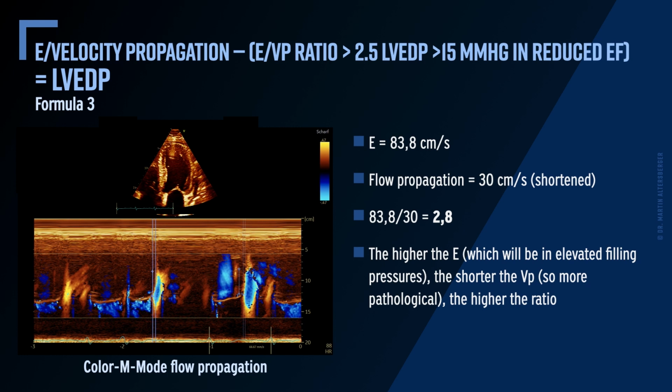Again, it's a very specific formula. You need a very specific, sometimes difficult to perform measurement, the color M mode flow propagation, but just so that you know it is possible to do. Again, one word on the color M mode. So you use M mode, first the color Doppler, you visualize the mitral valve inflow with color Doppler, you place the M mode in this region, and then you can calculate the color M mode flow propagation.